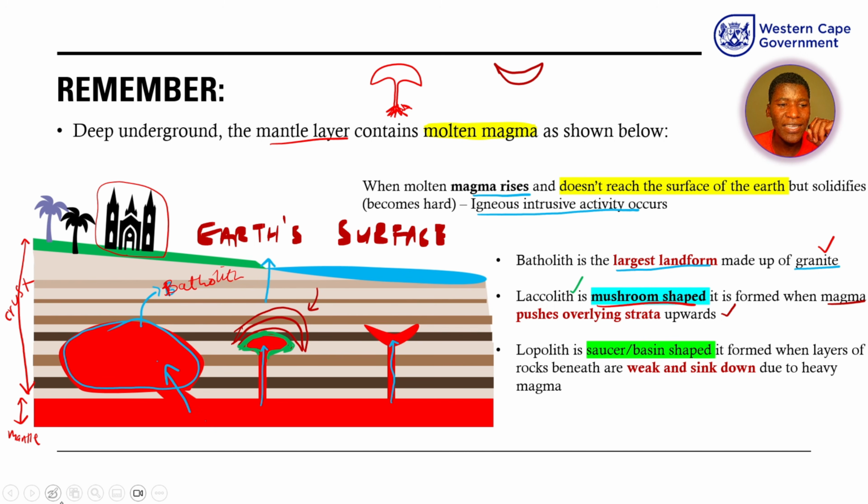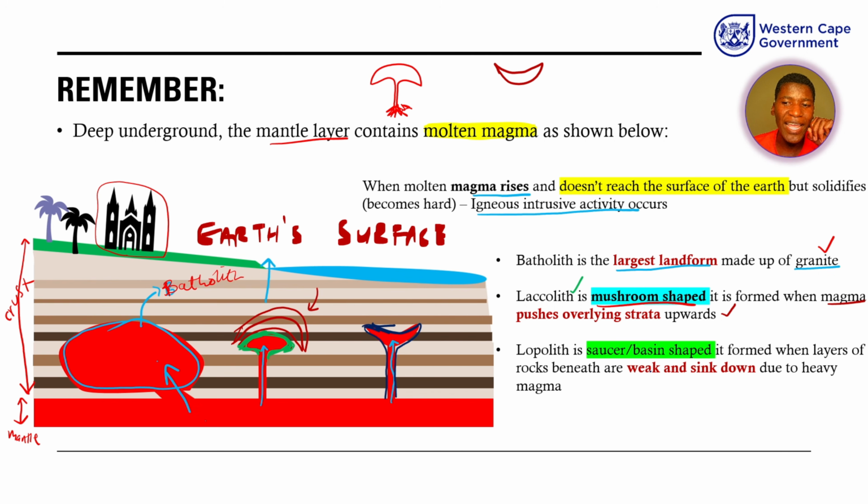You can see in this diagram, the third landform that was formed when the molten magma solidified, the one I'm highlighting with purple, looks like a basin, like a cup. It's the opposite of a mushroom, because a mushroom looks like a basin flipped upside down, but a lopolith looks like a basin that is right side up. You can say mushroom shaped for a laccolith, but for a lopolith, it must look like a saucer.